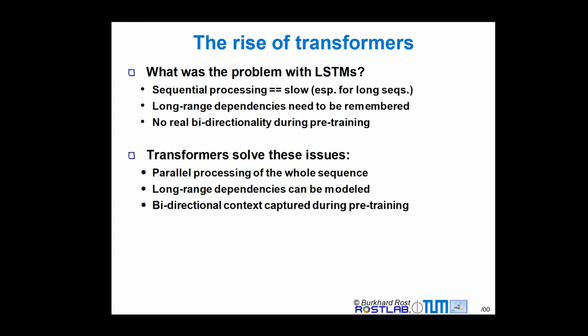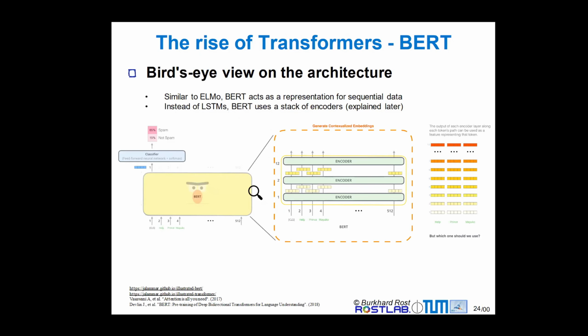And the big advantage is they really capture bidirectional context during pre-training. Not like LSTMs, where we only summed the loss. The forward pass only had information on the tokens before it, but not after it, vice versa for the backward pass. Now transformers can really capture the whole bidirectional context. And how do they do this?